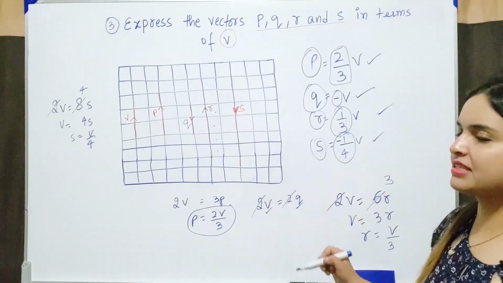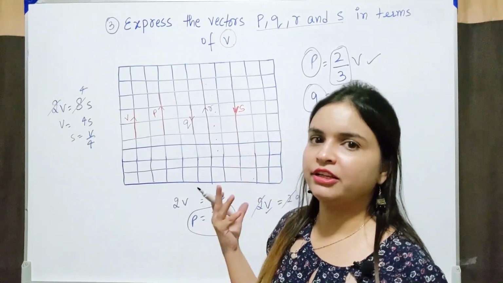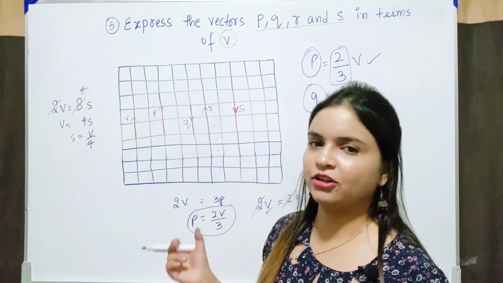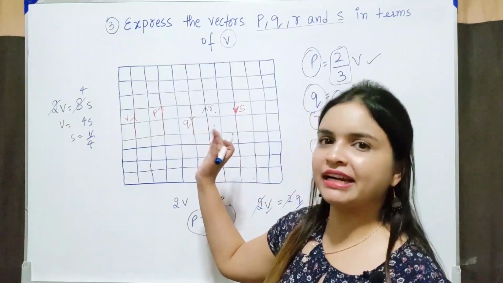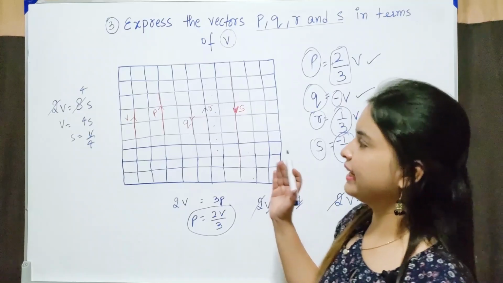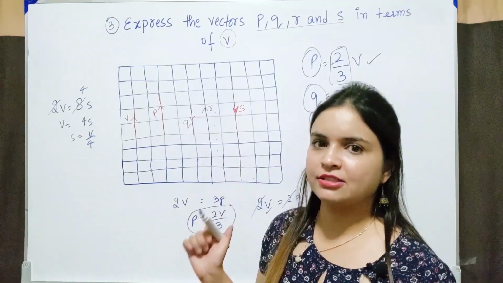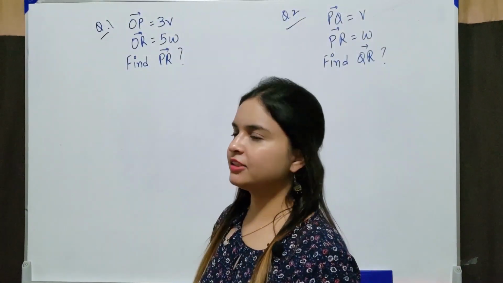Minus 1 over 4 is a scalar quantity. So I can make any two vectors equal using a scalar quantity. If the direction of both the vectors is the same, you will use a positive sign. If the direction of both the vectors is opposite, you will use a negative sign. Look at the next question.